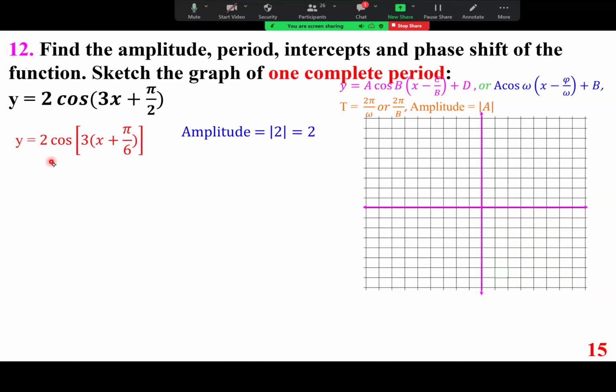T is 2 pi over b, or omega. So the coefficient of x is 3, so here it's 2 pi divided by 3. The phase shift plus pi over 6, this is the one we have to pay attention to. It moves it to the left by pi over 6. That's why we put minus pi over 6. And we're going to cut the period into 4 equal parts. When you divide this by 4, you get 2 pi over 12, because you're going to multiply this one by 4. And 2 pi over 12 is pi over 6.